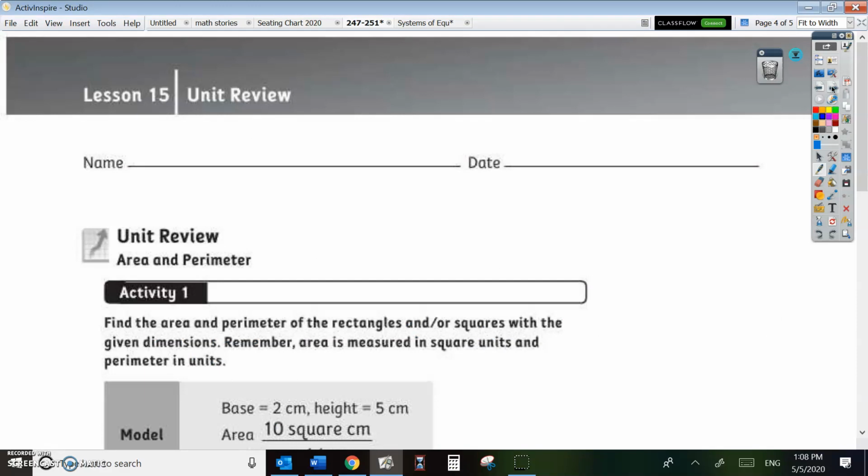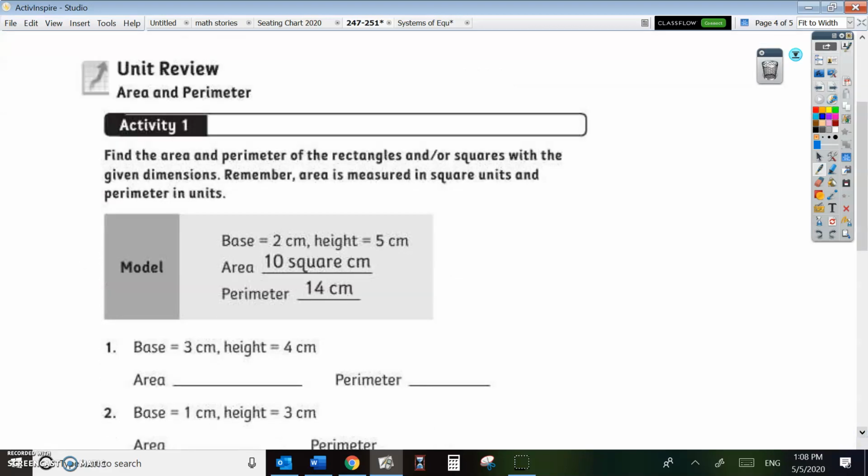Next page. We're going to find the area and perimeter of the rectangles or squares with the given dimensions. Remember, area is measured in square units and perimeter in units. So this rectangle has a base of 3 and a height of 4. So you do 3 times 4 and get 12 centimeters squared for the area.